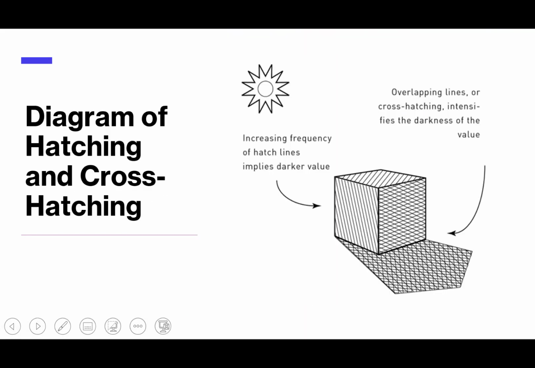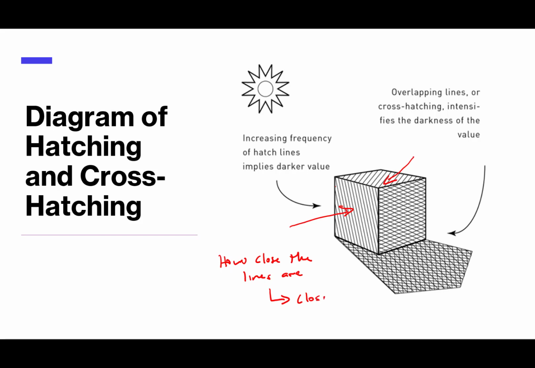So here's a diagram of cross hatching. You have regular hatching. So see how the lines are parallel here? Now, the other thing that plays a part into it, and I should add that, is how close the lines are. Okay, so it really does make a difference on how close the lines are for how much value. So closer lines are darker value.